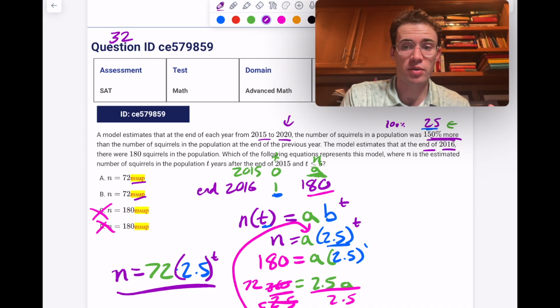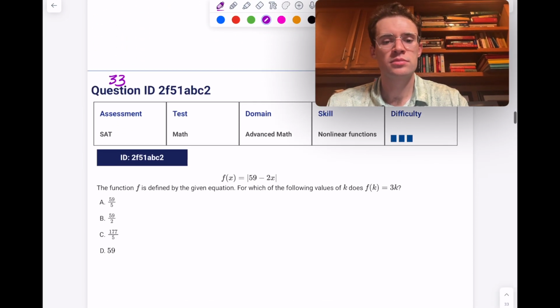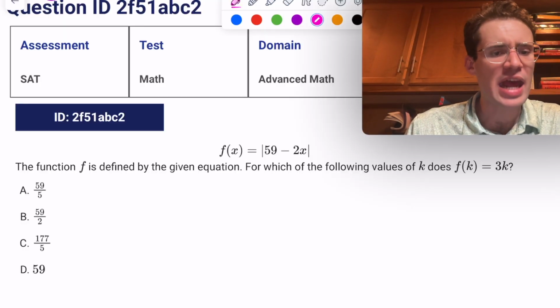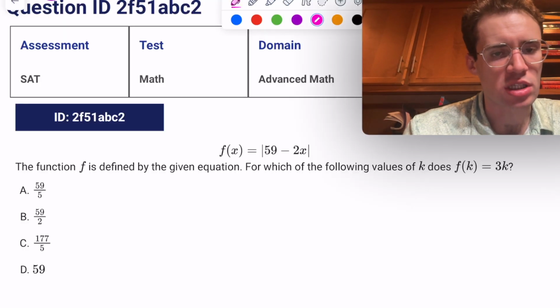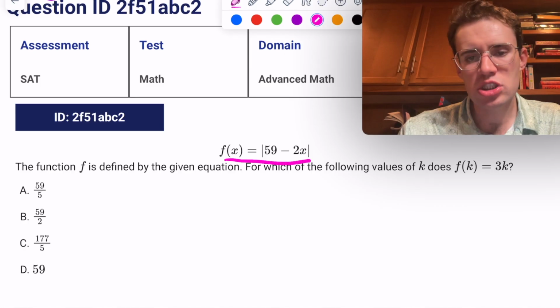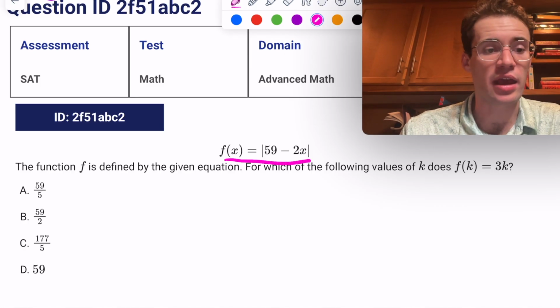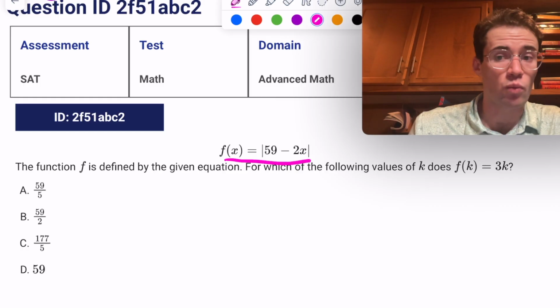All right, here we have f of x equals the absolute value of 59 minus 2x, so of that entire thing there. The function f is defined by the given equation, so this equation up here. For which of the following values of k does f of k equal 3k? This one's interesting because there's not one correct answer.